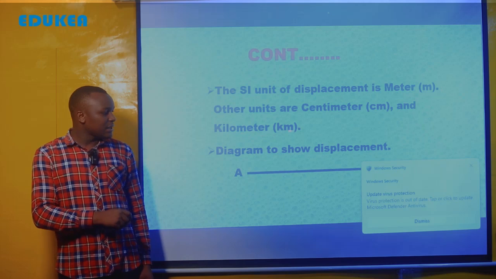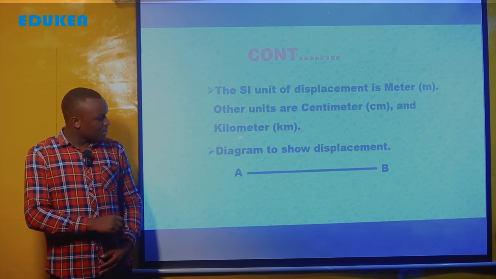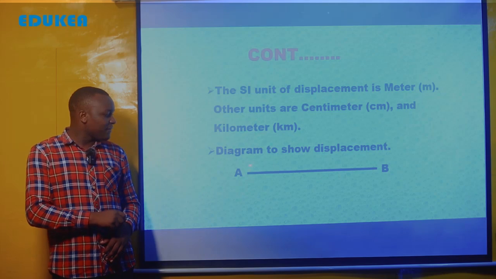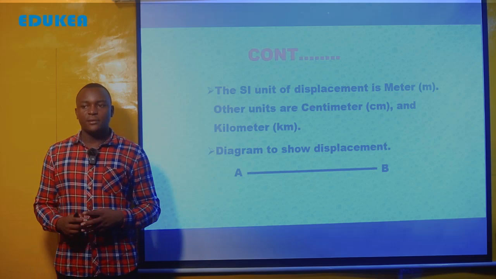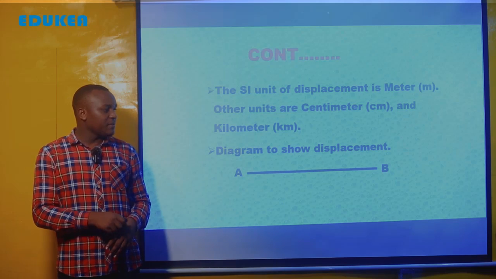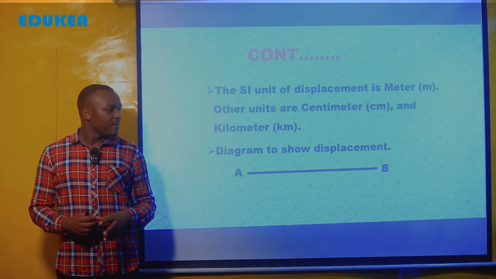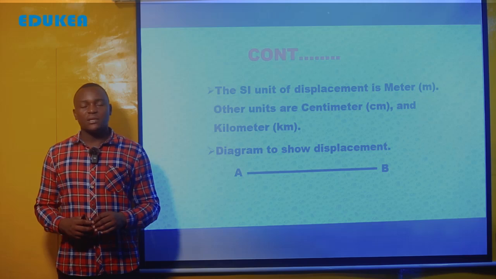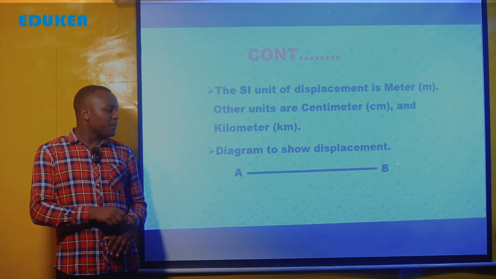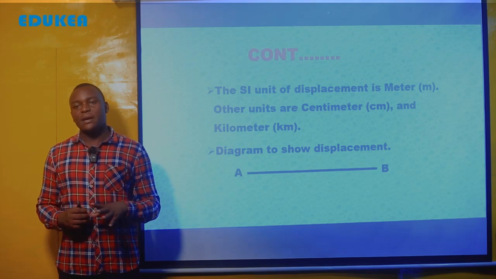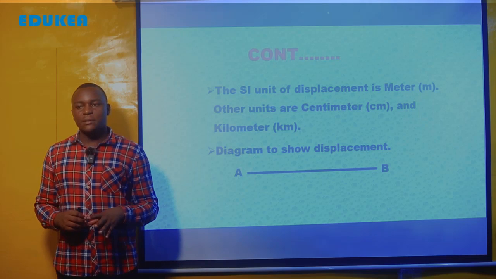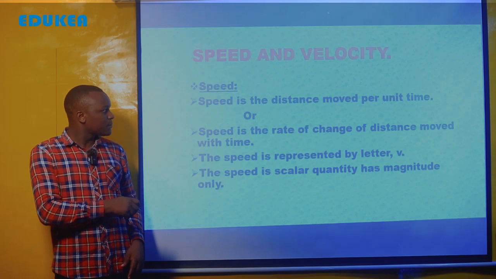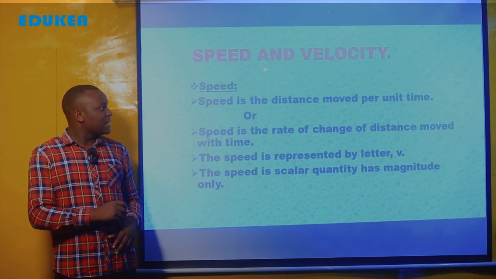So we can consider the diagram which shows the displacement. We have point A and point B, meaning the body was moving from point A to point B in a specific direction. So that makes displacement a vector quantity. So now let's consider speed and velocity.